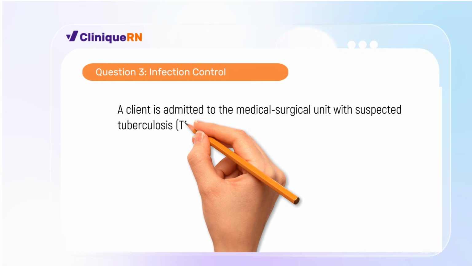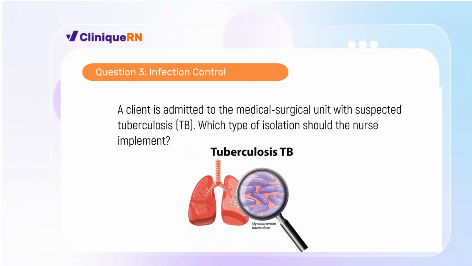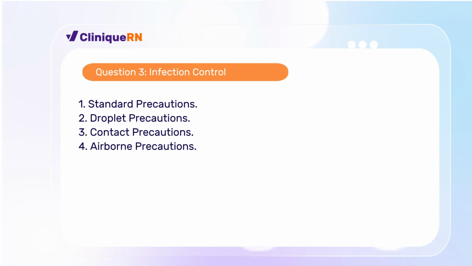Question 3. Infection control. A client is admitted to the medical surgical unit with suspected tuberculosis, TB. Which type of isolation should the nurse implement? 1. Standard precautions. 2. Droplet precautions. 3. Contact precautions. 4. Airborne precautions.